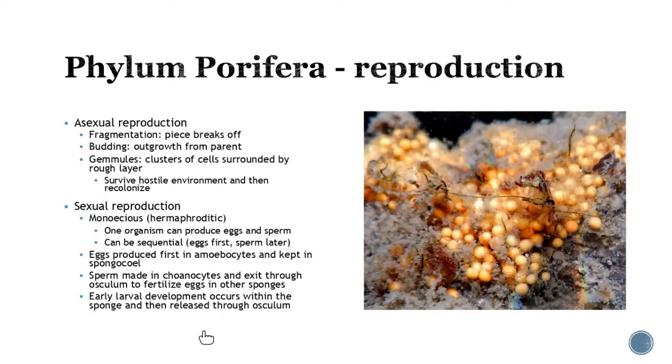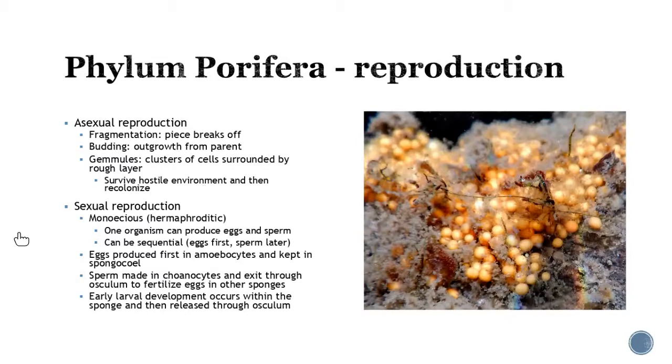Now, how do they reproduce? They go through asexual reproduction, so they can use different types. They can use the process of fragmentation, where they just break a piece off. They can go through the process of budding, where you'll have an outgrowth from the parent and it just kind of taps off. Or they can make these things called gemmules, which are clusters of cells surrounded by a rough layer, which I have shown right here. Now, these gemmules can survive hostile environments and then recolonize at a different location when the environment improves.